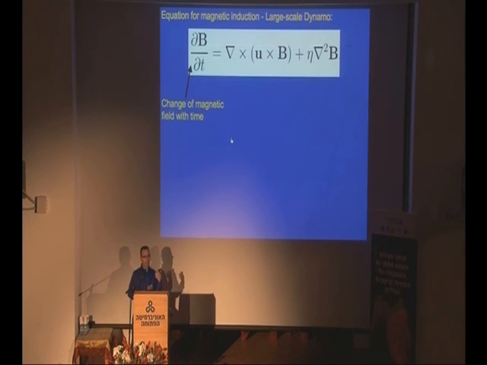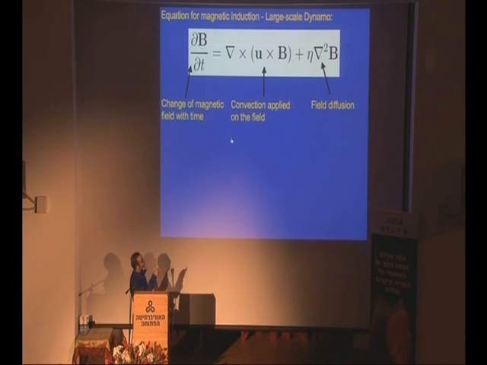And then the field is changing by two things. One, the convection that I just showed you. The motions of the sun drag the magnetic field and change it. Mathematically, we describe it using this term. And then we also have field diffusion that can change the field. Because the conductivity is not perfectly infinite, we can have this diffusion of magnetic field lines that will change its topology as well.